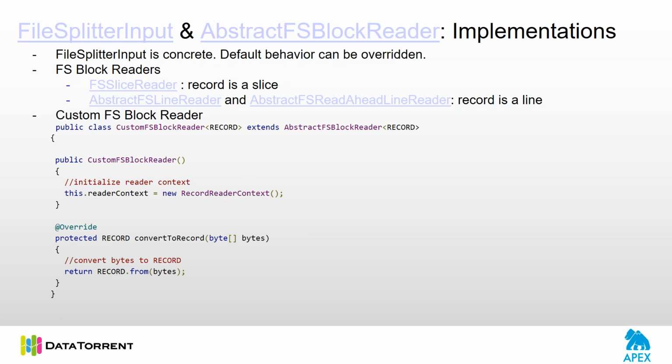There are AbstractFS line reader and AbstractFS reader headline reader. Here, the record that it emits is a line. We have two implementations of these because they differ in how they handle a record which is split between adjacent blocks. To create a custom block reader, you can extend the AbstractFS block reader in the library, and you need to provide a reader context to it, and provide an implementation for converting bytes into the record that you are going to emit.